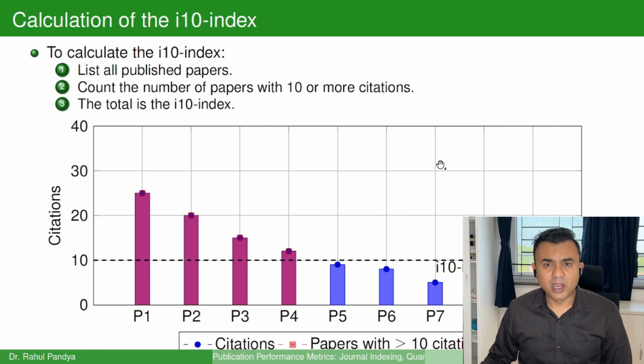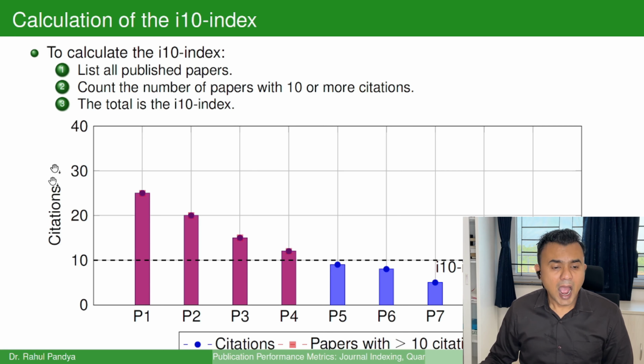If I want to understand how it is counted, to calculate the i10-Index for a researcher, I can list out all the published papers. Let's say P1 is my first paper and the number of citations is around 26. P2 is the second paper and the number of citations is 20. P3 is the third paper with around 15 citations, and so on. P10 is the last paper, which has around 2 or 3 citations.